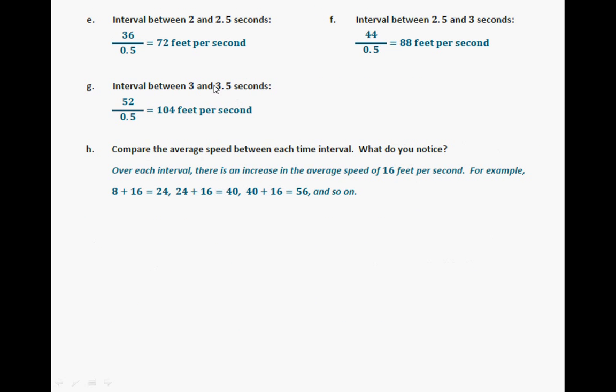And for the rest of them, you have 72 feet per second, 88 feet per second, and 104 feet per second. Comparing the average speed between each time interval, what do you notice? Well, over each interval there's an increase in the average speed of 16 feet per second. So between 8 and 24 is 16, between 24 and 40 is 16, and between 40 and 56 is 16, and so on and so forth.